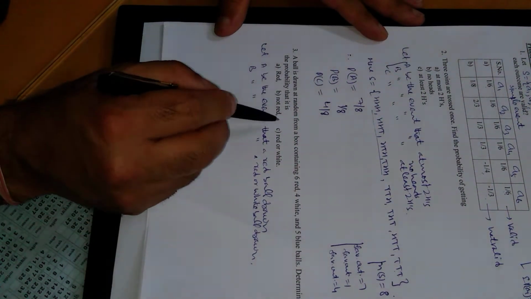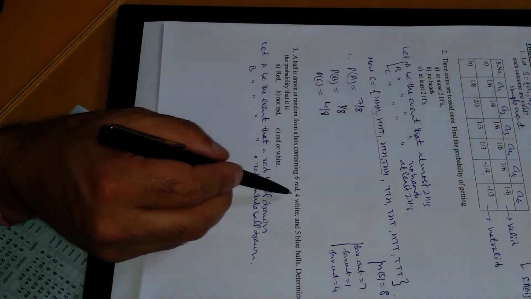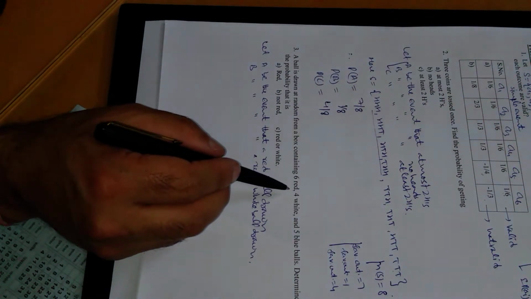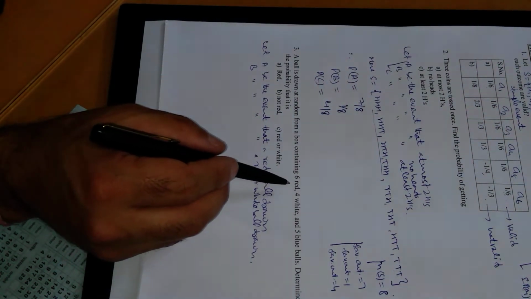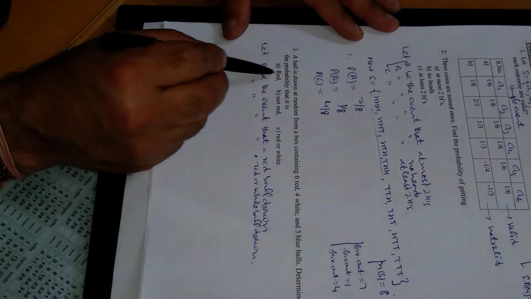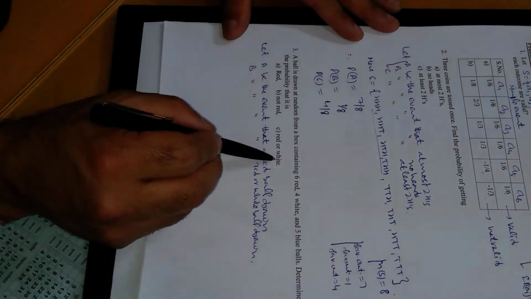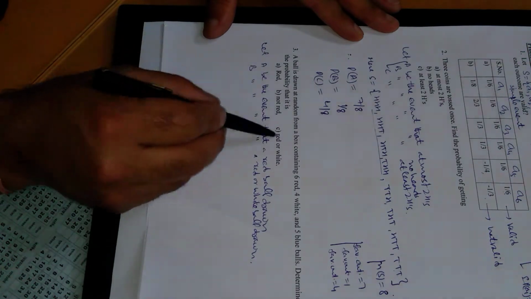A ball is drawn at random from a box containing 6 red, 4 white, and 5 blue balls. Determine the probability that the ball drawn is red, not red, and red or white. Let us first suppose these in event form.